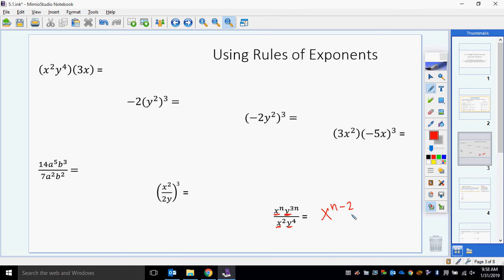I'm going to go on to your next base. Your next base is y. The numerator exponent is 3n, and I'm going to subtract the denominator exponent, which is 4. And again, I can't combine those like terms, so that would be my final answer.